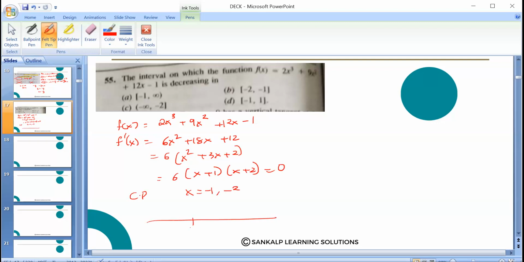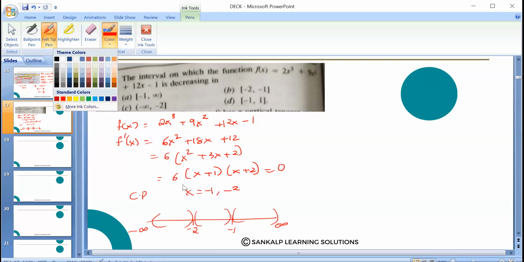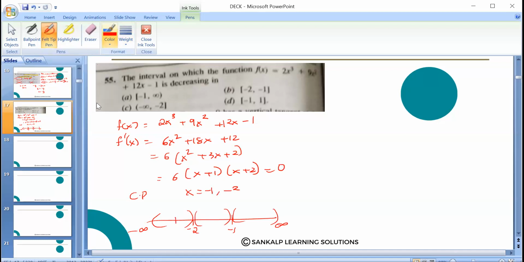On the number line, take minus 2, minus 1. Go from minus infinity to infinity by taking 3 intervals. In each interval, randomly pick up one number for testing. First interval, you can take minus 3. Here you can take minus 1.5. Here you can take 0.